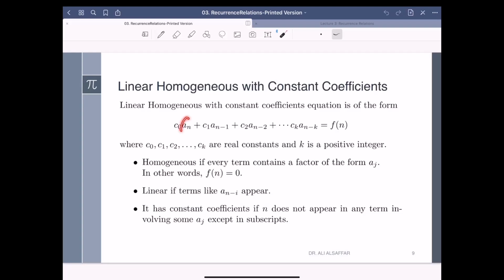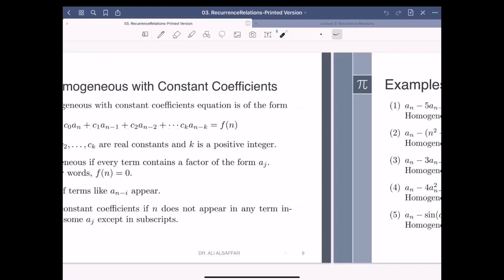Now consider each of these a's, an minus, and let's call it ai. If it appears by itself in a term, it's not raised to any power, it is not multiplied by any other ai, it is not inside the square root, it is not inside sine, then we say it is linear. And you check the coefficients C0, C1, C2. If all of them are constant, then we say constant coefficients. These three properties we have to make sure exist, and we will show you the systematic way to find the answer. Let's go for some examples.